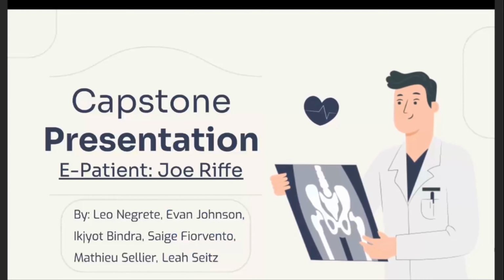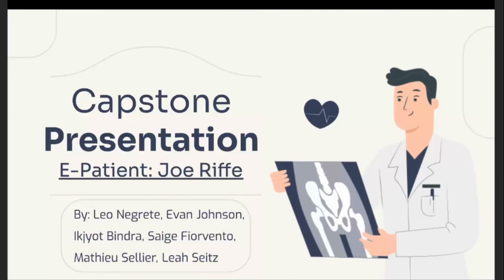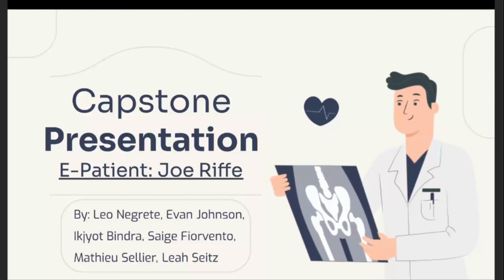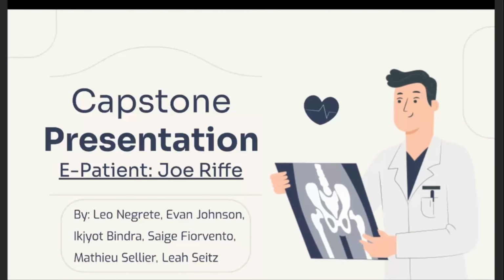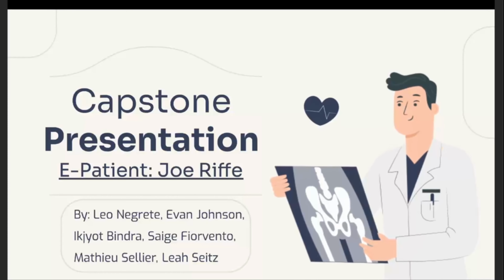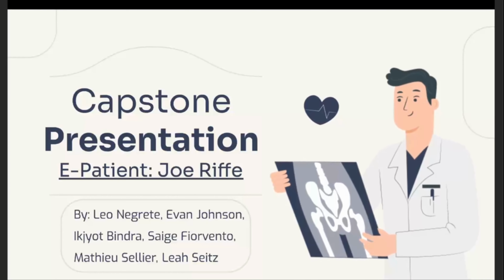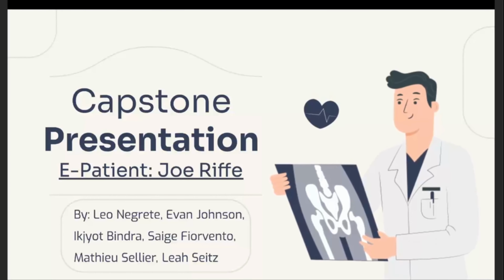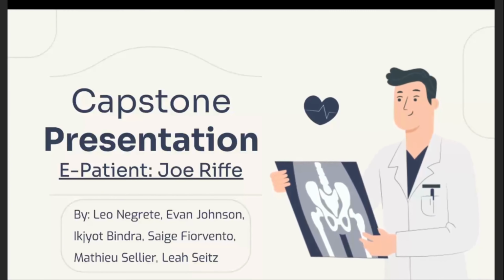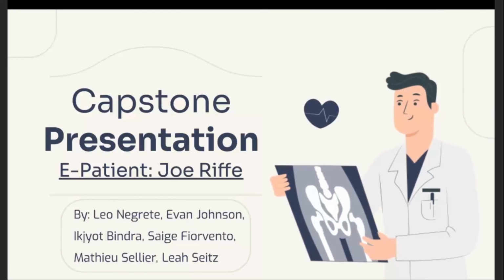Welcome to our capstone presentation on our e-patient, Joe Riffe. My name is Leo Negrete. I am an incoming senior from Napa, California. My name is Evan Johnson. I'm an upcoming sophomore from San Jose, California. My name is Ikchap Bendra. I'm a rising junior and I'm from San Jose, California. My name's Sage Favento and I'm a rising senior from Vancouver, Canada. My name is Matthew Sain. I'm a rising senior from San Francisco, California. My name is Leah Seitz. I'm a rising senior from Greenwich, Connecticut.